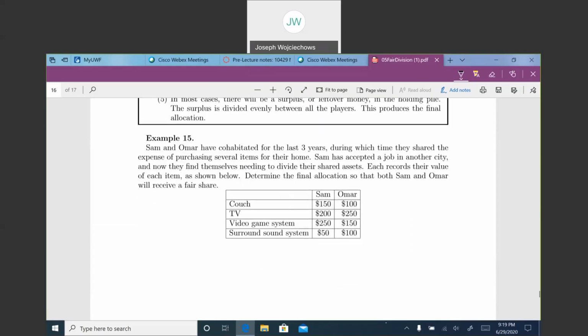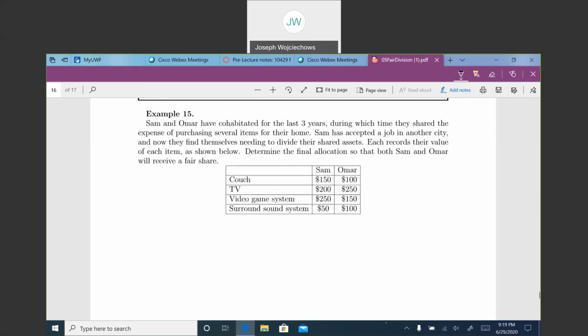So we have Sam and Omar, who have cohabitated for the last 3 years, during which time they've shared the expense of purchasing several items for their home. Sam has accepted a job in another city, and now they find themselves needing to divide their shared assets. Each records the value of each item as shown below. Determine the allocation so that both Sam and Omar will receive a fair share.